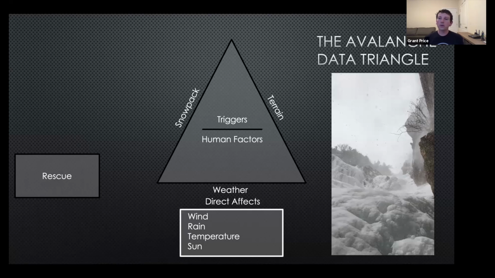Temperature impacts both the surface of the snow as well as within the snowpack. On the surface, it does things like creates crust, melts the snow, creates free water. And then within the snowpack, it drives the processes that cause those persistent weak layers, as well as the absence of a temperature gradient can help remove those instabilities. Sun, very similar to temperatures, impacts the top of the snowpack, as well as solar radiation has the ability to penetrate into the upper bits of the snowpack.